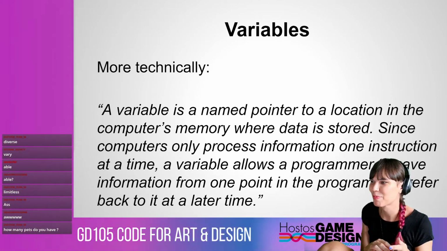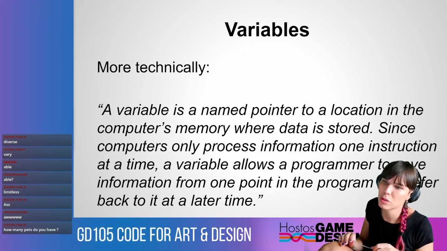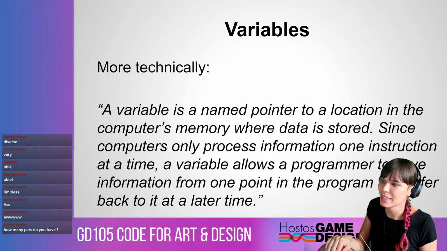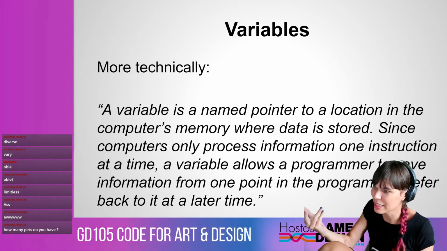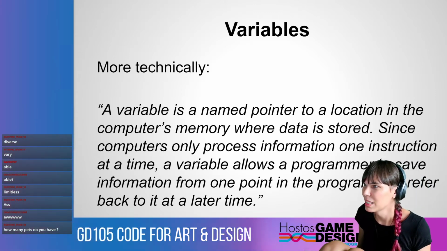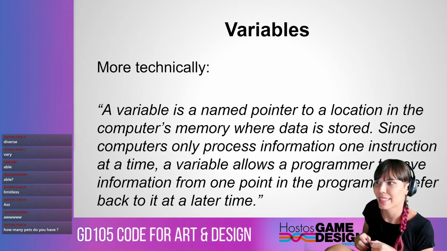Most others I like. So if we're thinking about a more technical definition for variable, we can say it's a named pointer to a location in the computer's memory where data is stored. Since computers only process information one instruction at a time, the variable allows the programmer to save information from one point in the program and refer back to it at a later time. Which is a very technical definition. So if you're looking for that technical definition, if that helps you, then there it is.